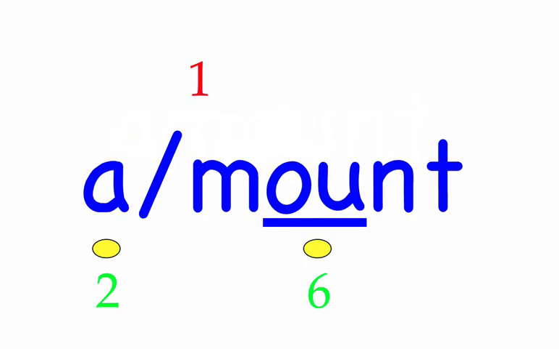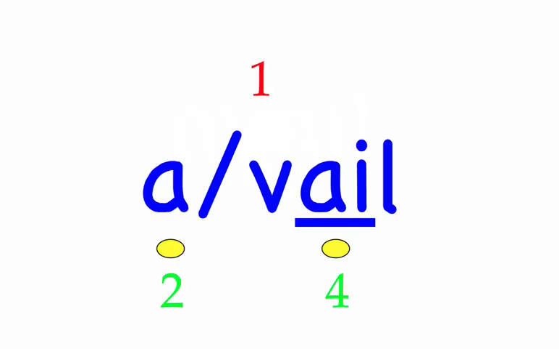Row 6. Avail. His effort was to no avail. Avail. A has 1 sound. Vail has 3 sounds: V, A, L. Avail. Mark the word. Avail.